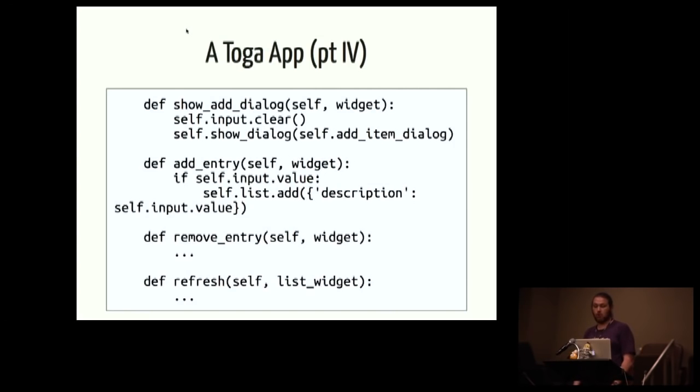And lastly, we define some callbacks. We show an add dialog. When we show the add dialog, we clear the input as well. You add an entry, you get the value of the input, add a new list entry with that text and clear it. Remove, refresh, follow a similar pattern.